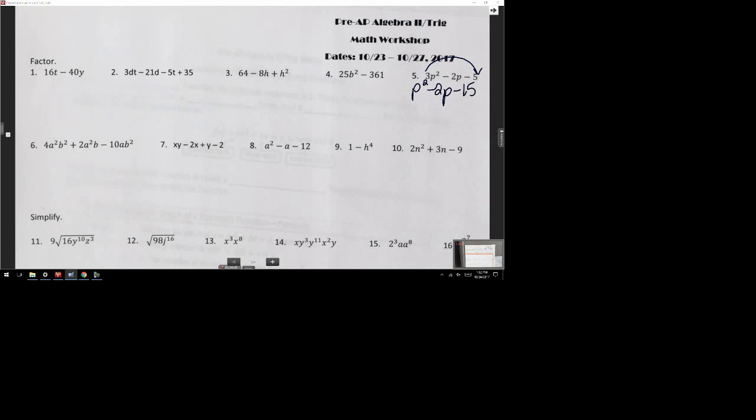So now it's just like number 3. What are the factors of 15 that add or subtract to be negative 2? Five minus... oh, that's positive. Very good. Negative 5 and positive 3. Okay, that's the slide part.